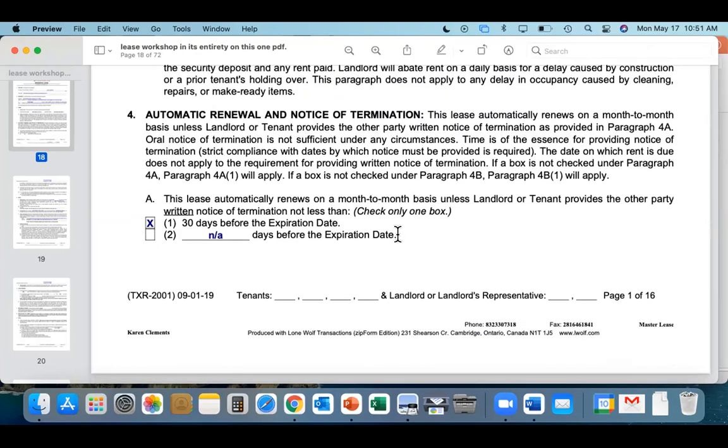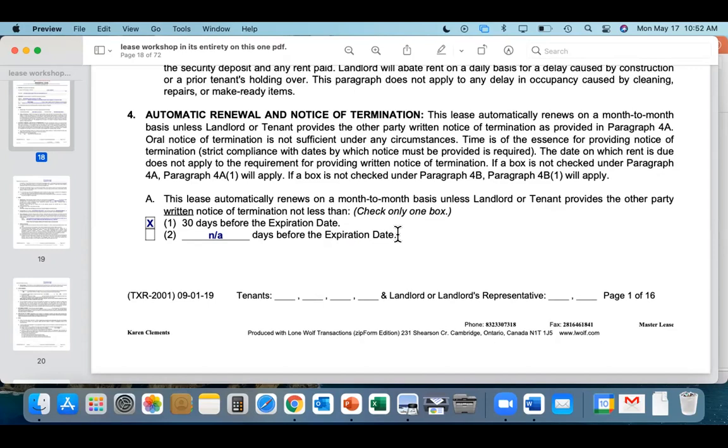Automatic renewal and notice of termination. This lease automatically renews on a month-to-month basis unless the landlord or tenant provides the other party with written notice of termination as provided in paragraph 4A. Oral notice of termination is not sufficient under any circumstances. So even though we have a termination date, an ending date in the agreement, there still has to be a process where the landlord and the tenant come to an agreement.